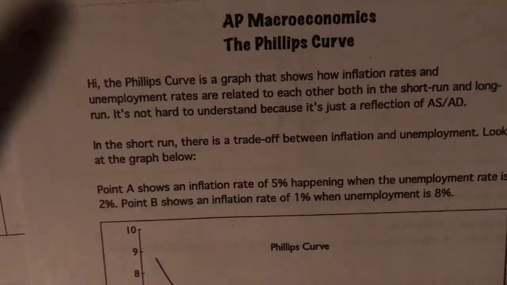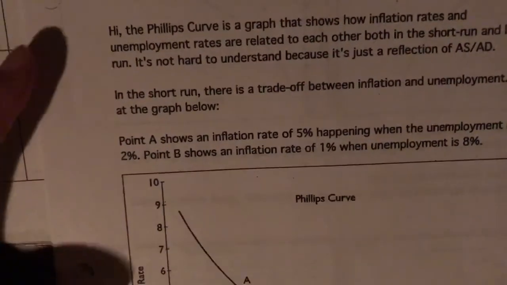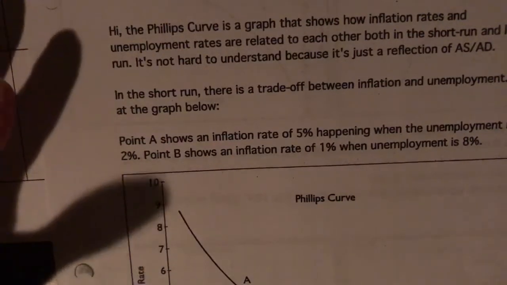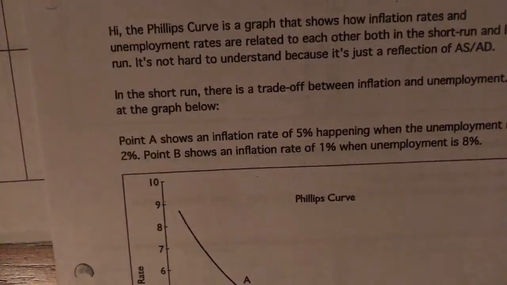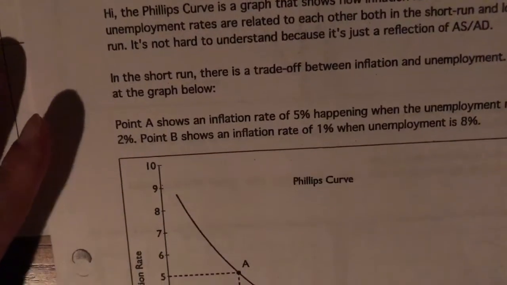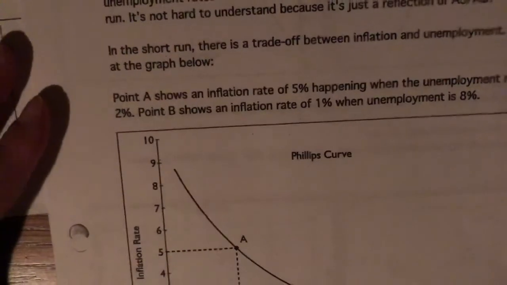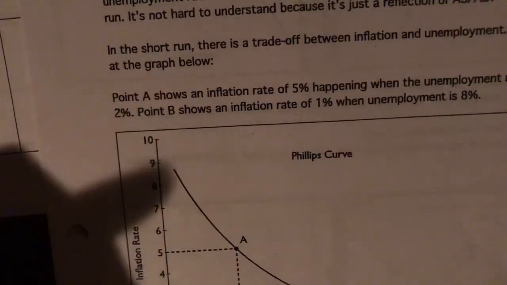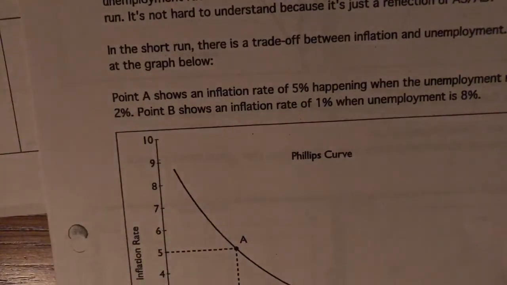What we're going to be looking at is the Phillips curve. It is a graph that shows how the inflation rates and unemployment rates are related to each other in the short run and long run. Basically, the Phillips curve is not hard to understand because it's a reflection of the aggregate supply and aggregate demand. In the short run, there's a trade-off between inflation and unemployment, right? We know we only have inflation at one time or unemployment at one time. If we have both, we know we're in an abnormal contraction that's called stagflation.